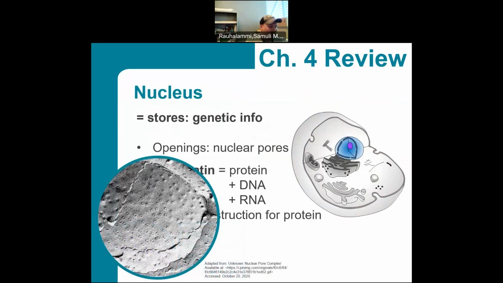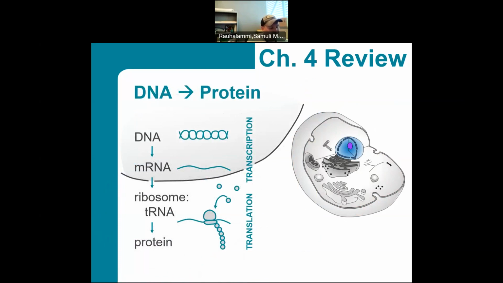In terms of the nucleus, this double membrane does have small openings known as nuclear pores for facilitating passage of materials in and out of the nucleus as needed. I think it's important that we are aware that DNA always stays within the nucleus. It never leaves the nucleus.